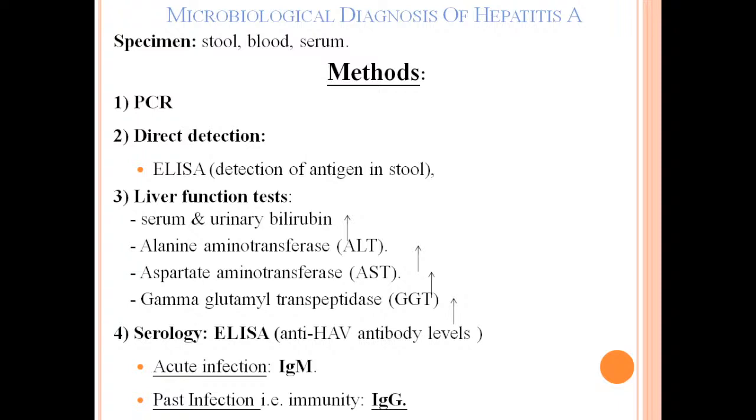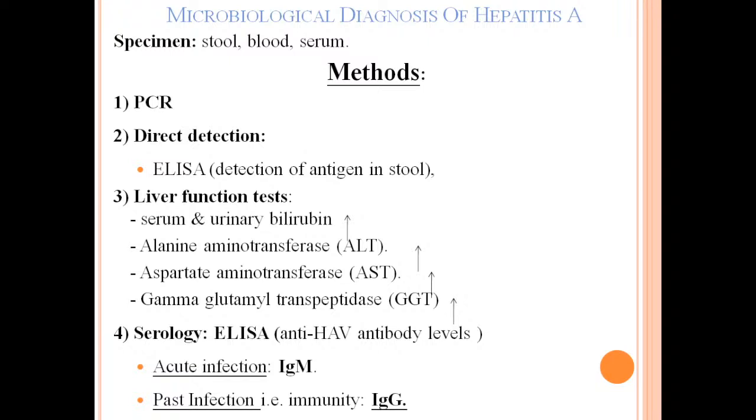Then there is a method for detection of liver function tests, when we detect the presence or absence of some enzymes, liver enzymes. For example, serum and urinary bilirubin increases, alanine aminotransferase (ALT) increases, aspartate aminotransferase increases, gamma glutamyl transpeptidase (GGT) also increases. So these liver function tests increase in hepatitis.